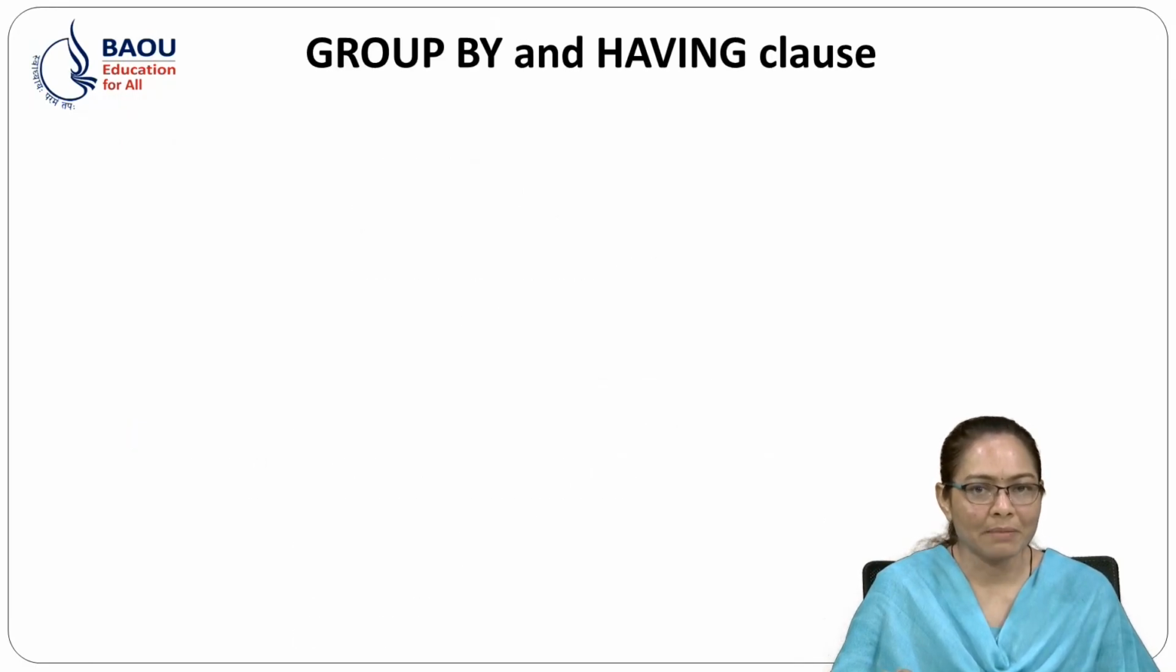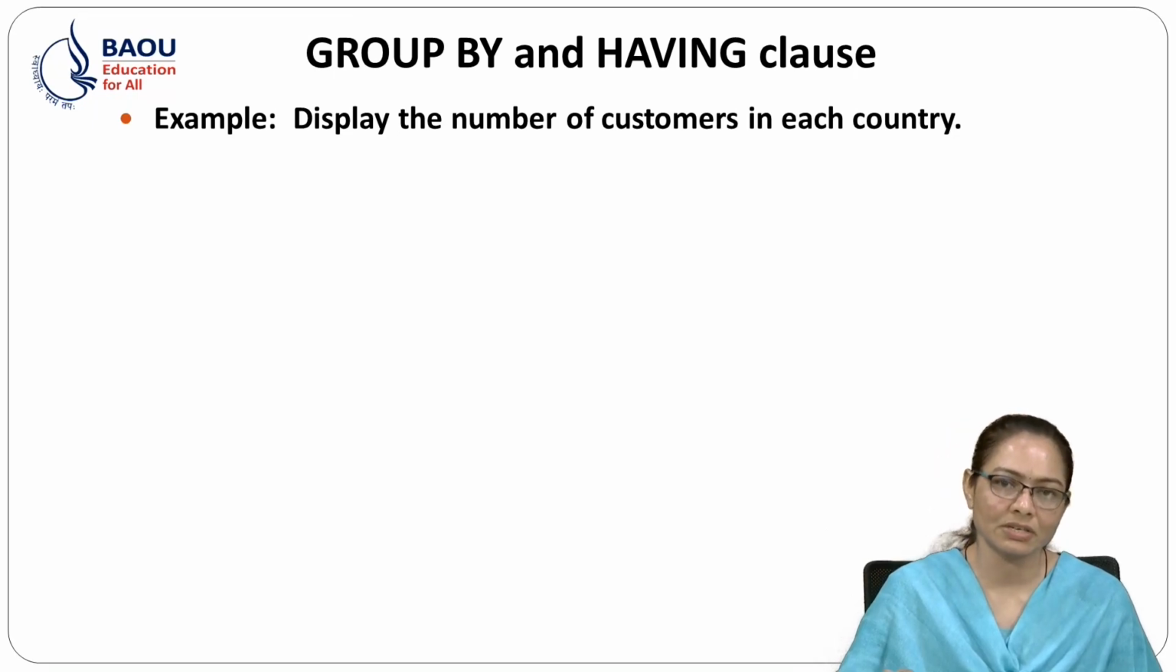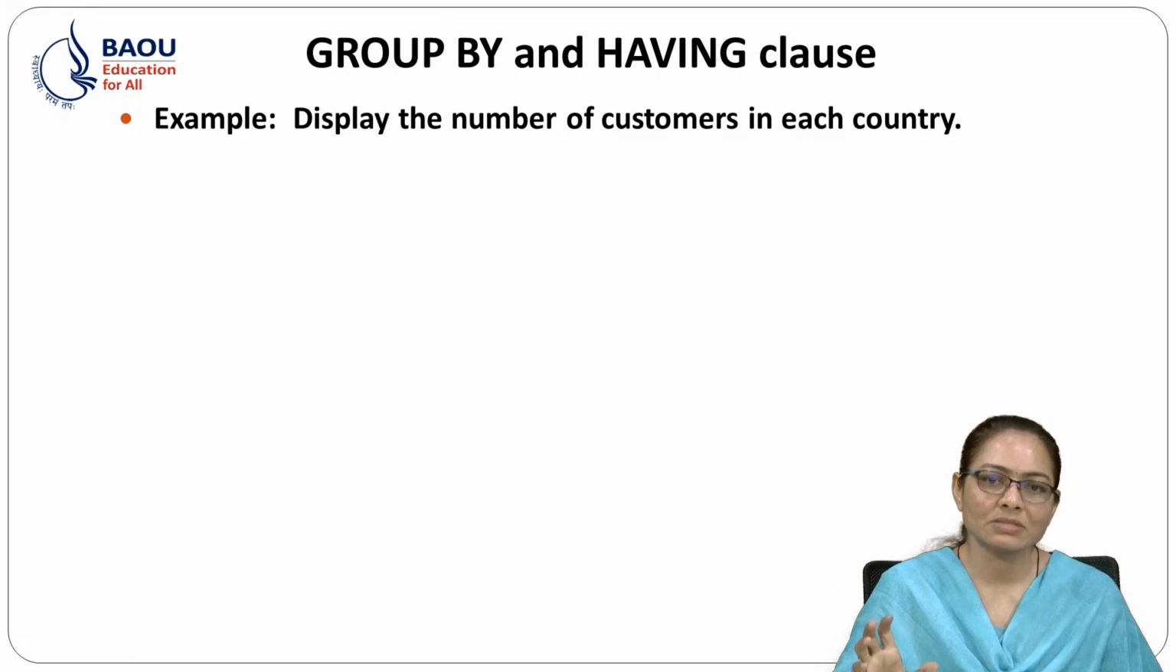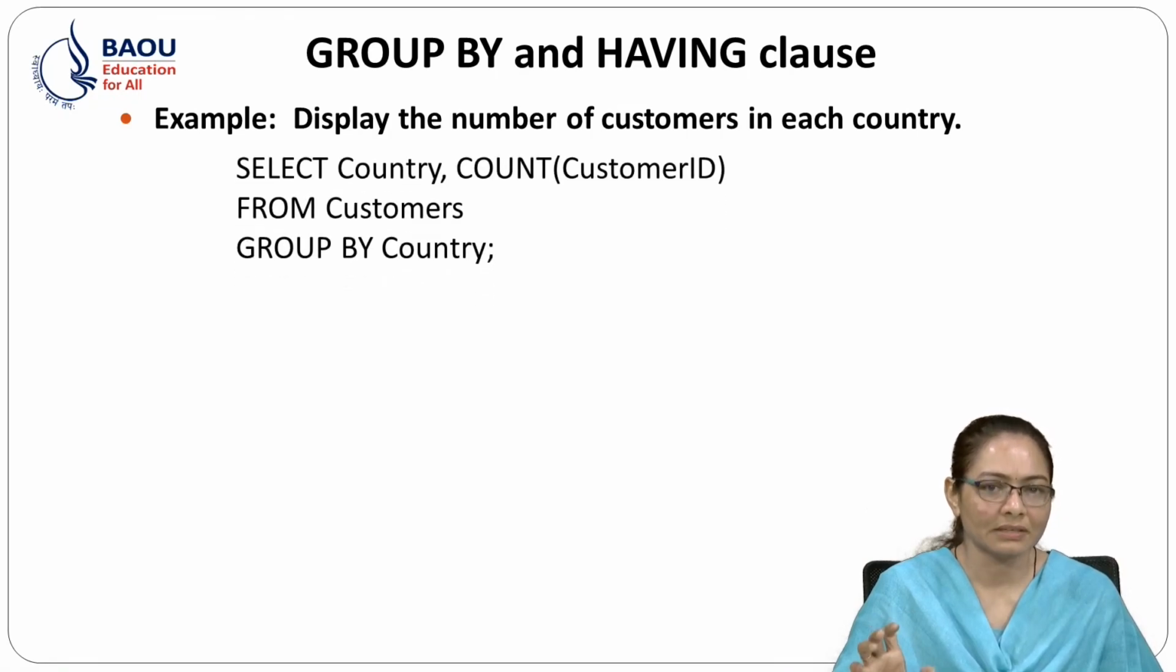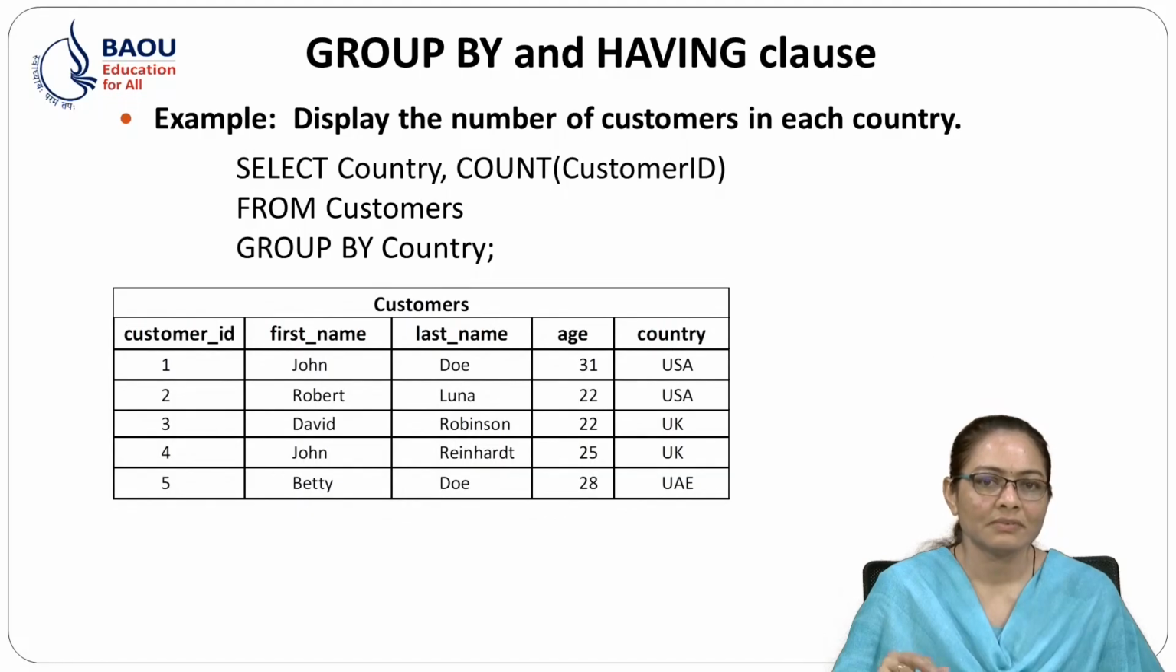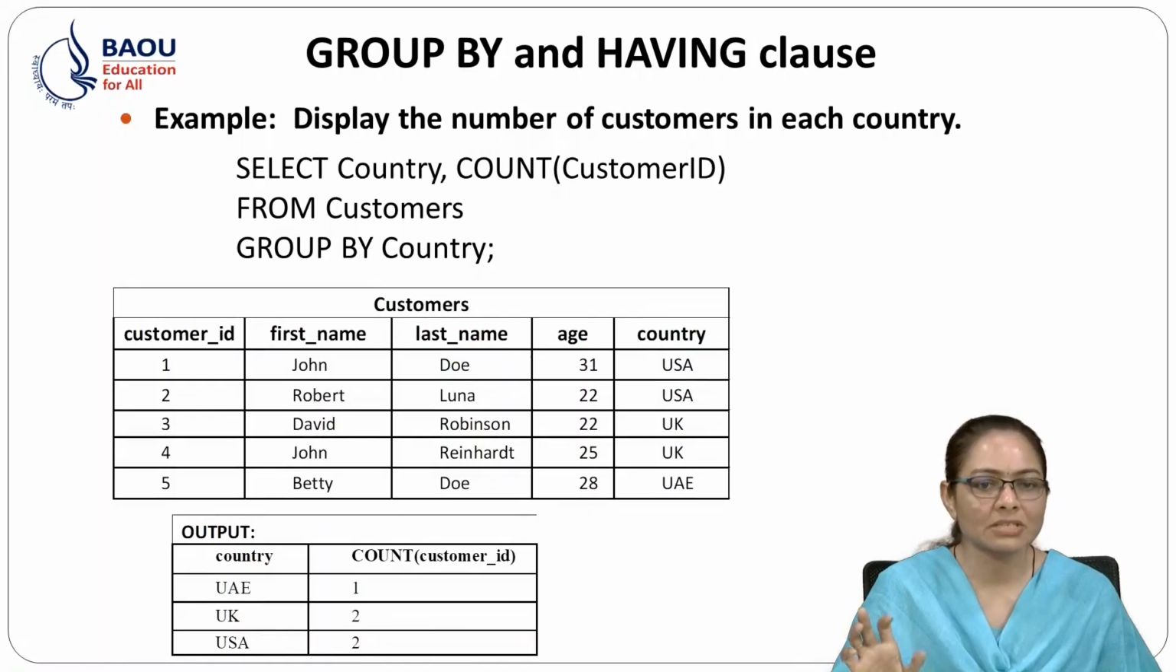Now, another example of group by and having clause: display the number of customers in each country, or the country-wise total number of customers. See how to write the command. Select country, comma, count, in brackets customer ID, from customer table, group by country. So here we see in the example the customer table: customer ID, customer first name, last name, age and country. Here we display the number of customers in each country. So we write select country, comma, count.